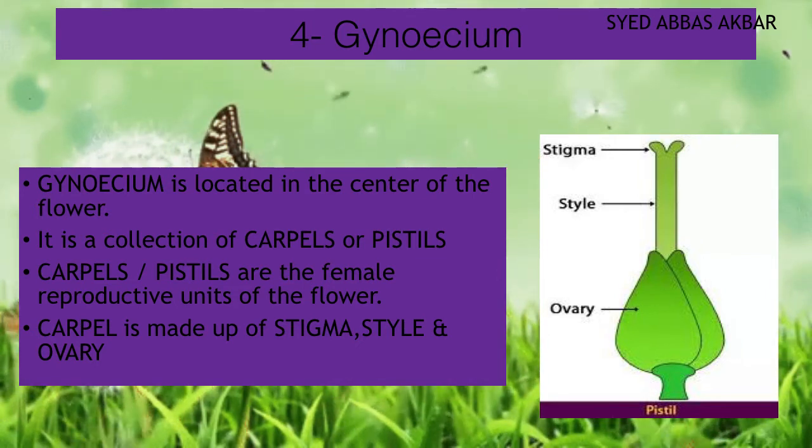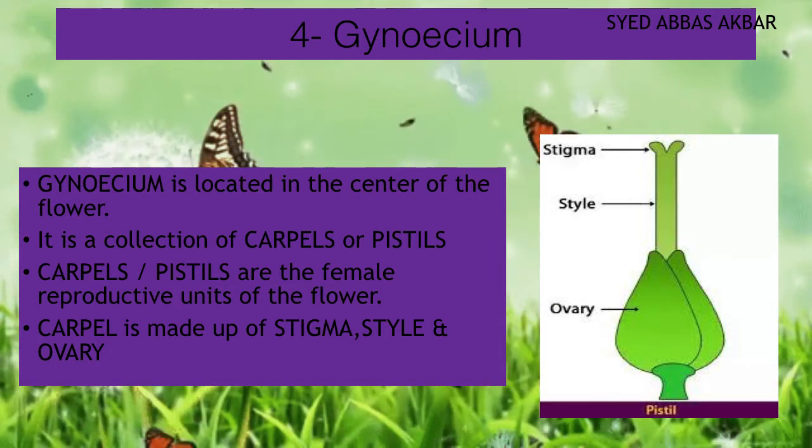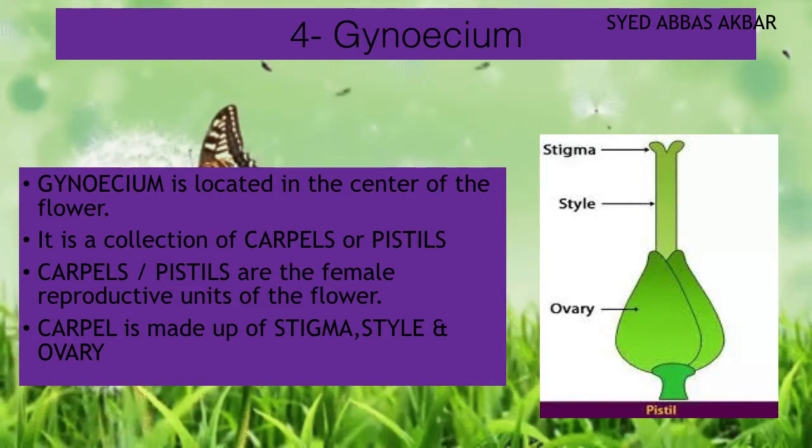Stigma is the sticky swollen tip of the pistil. It receives the pollen grains. Style is the thin, long, tube-like structure. It connects the stigma and the ovary. Ovary is the swollen base of the pistil. Ovary contains ovules. Ovules contain eggs or the female gametes.